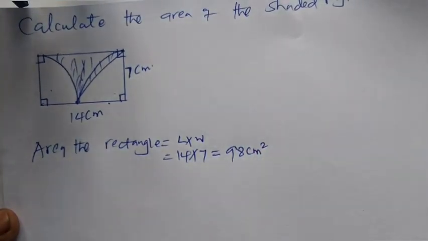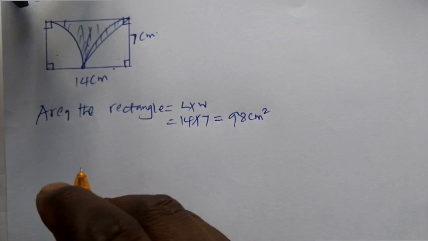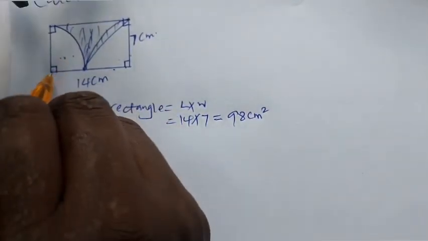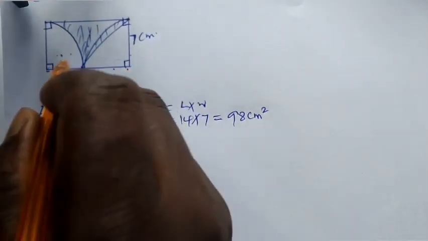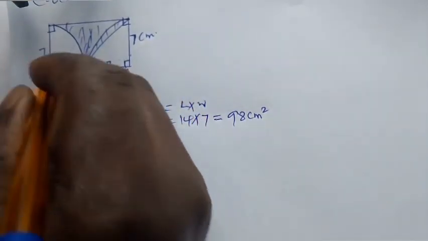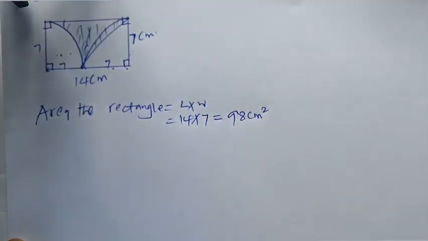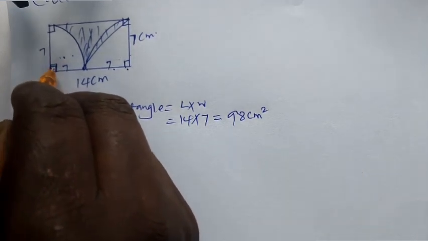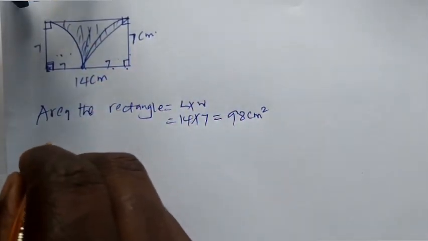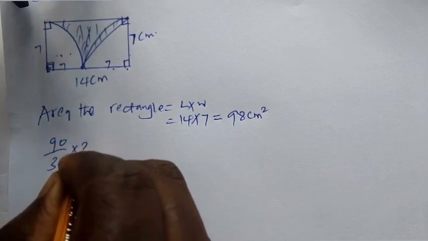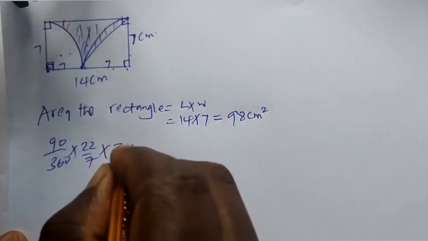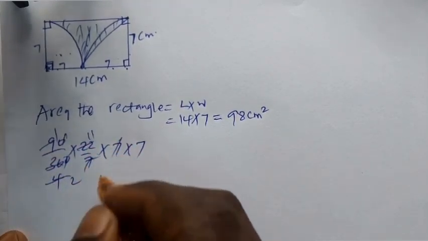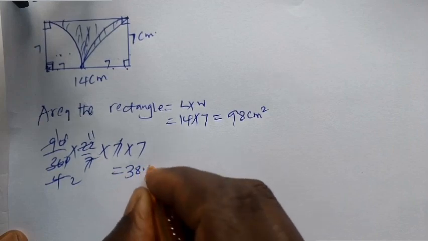Now we can calculate the area of the unshaded region, the one which is unshaded. We start with this. If from here up to here is 14, then from here up to here is 7, and this is 7. Also this is 7. We have been told so. Therefore, the angle subtended here is 90, because you can see this is a quarter of a circle. A quarter circle is 90 over 360 times 22 over 7 times the radius, which is 7 times 7. 2, 2, 2, 11. So this one is 38.5 centimeters square. Right?